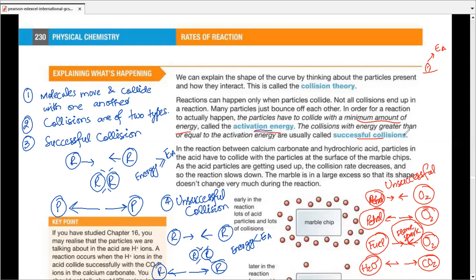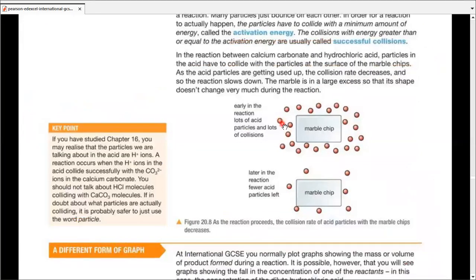All right. Let's go with further examples. Now, every reaction can be discussed in terms of activation energy, successful or unsuccessful collisions, or simply in terms of collisions. The reaction we just discussed, the marble chip, let's consider this one as a marble chip, and there are a lot of acid particles for collision. They come to the surface of the marble chip and collide with it. Some of them are successful, some are not. For most of them, this reaction is pretty fast, and they are successful.